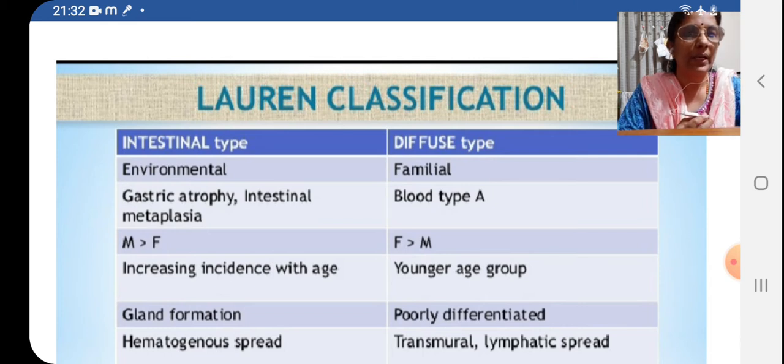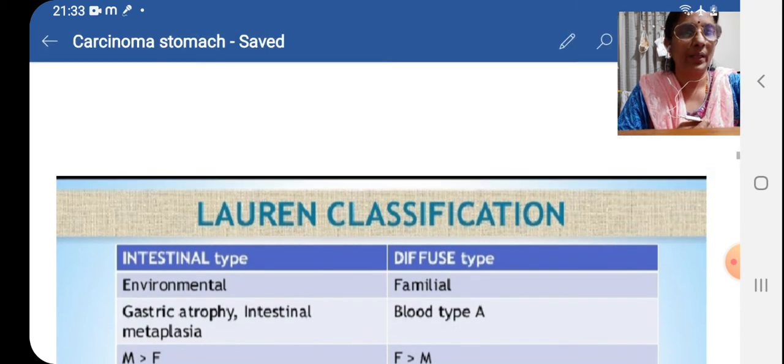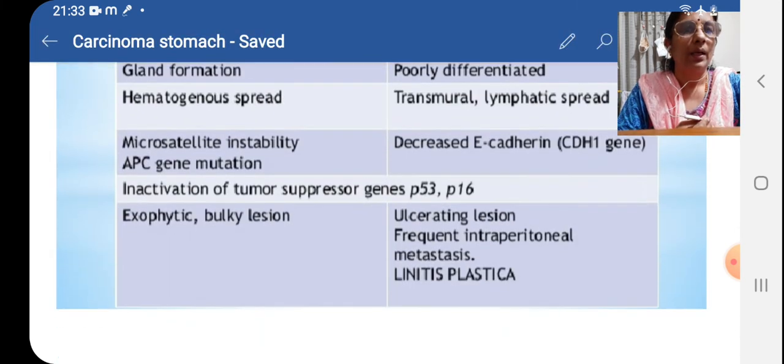But in the case of the intestinal type, it is an environmental type. That means according to the food intake and all, we get this type of carcinoma, the intestinal type. It is seen more in males, maybe because of alcohol intake, I don't know. There is increasing incidence with age. As the patient's age increases, this type of carcinoma comes. It spreads by hematogenous spread, and it is an exophytic bulky lesion.